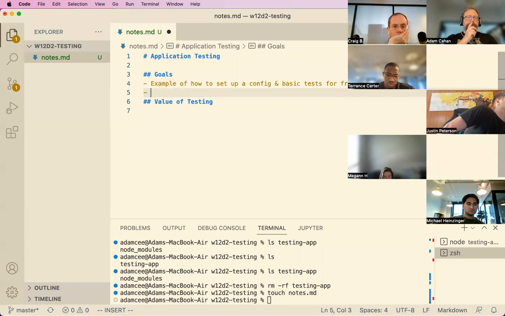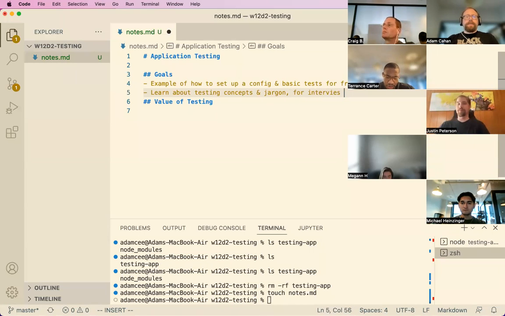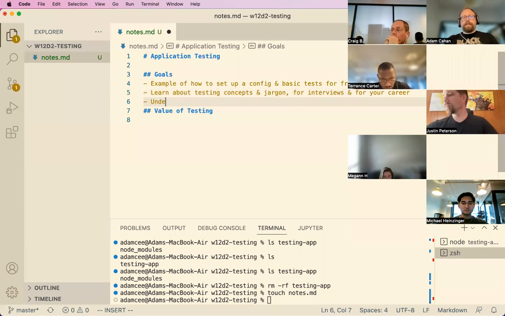The other goal really is to learn about testing concepts and jargon. And I don't mean jargon in a negative way, pejoratively, just to describe the industry terms. And this is going to be really valuable for interviews and for your career, and to understand why engineering organizations care about testing.